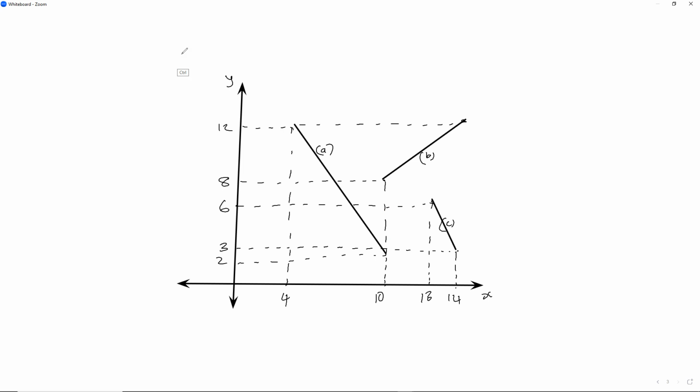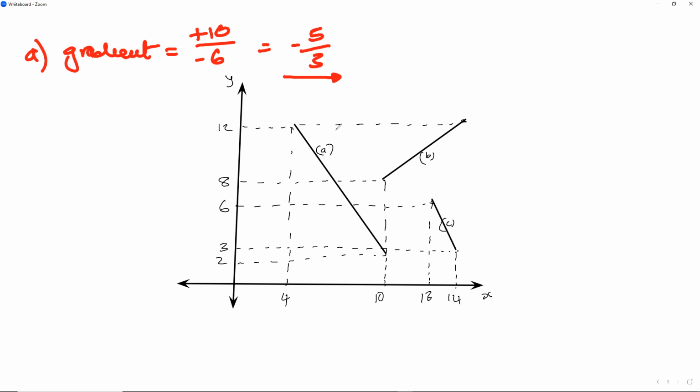Okay. Answer for A, the gradient is equal to positive 10 over negative 6. We simplify to become negative 5 over 3, because we can divide the top by 2 and divide the bottom by 2.